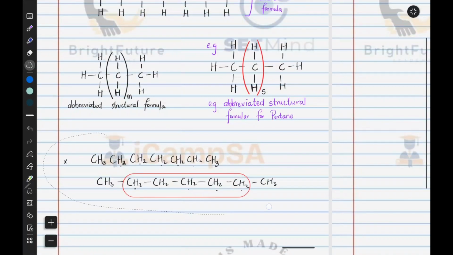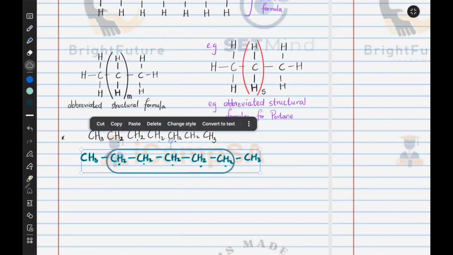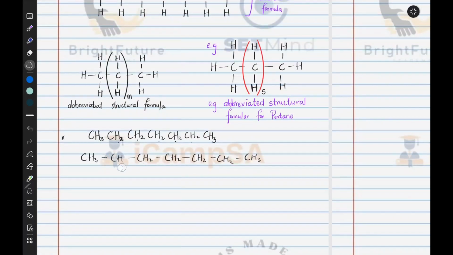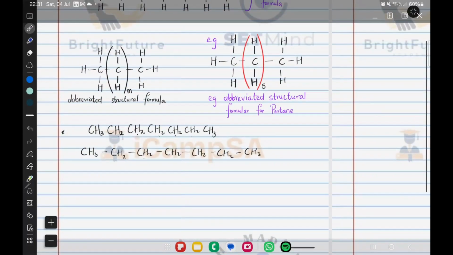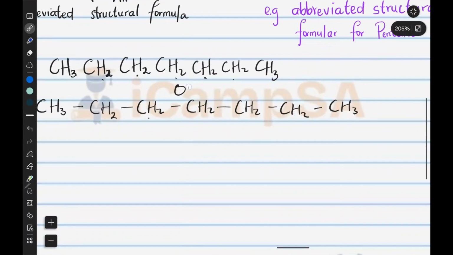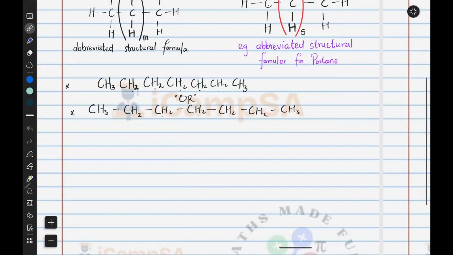What about the abbreviated condensed structural formula for pentane and the actual condensed abbreviated structural formula in general, right? So let me remove this. This is all. Either you can choose to write it like that or like that. So there are two ways to write the structural formula. And remember, if you want to put something as a branch, you either put it in brackets or you introduce a branch here. So you would have something like this there.